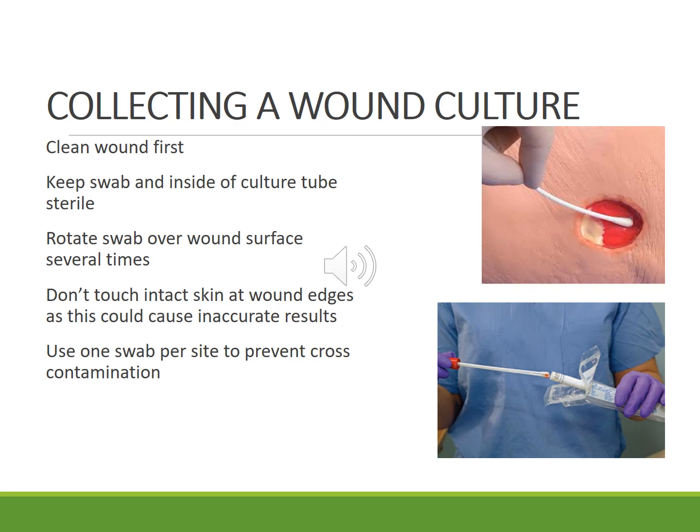We want to rotate the swab over the wound surface several times. We do not want that swab to touch intact skin at the wound edges. We want to keep it inside the wound, because that could result in inaccurate results. We're going to use one swab per site to prevent cross-contamination. So if your patient has multiple wounds and they want wound cultures, we're going to need multiple culture tubes to do that. So we only want to use one swab or one culture tube per wound site when we are trying to obtain a wound culture.